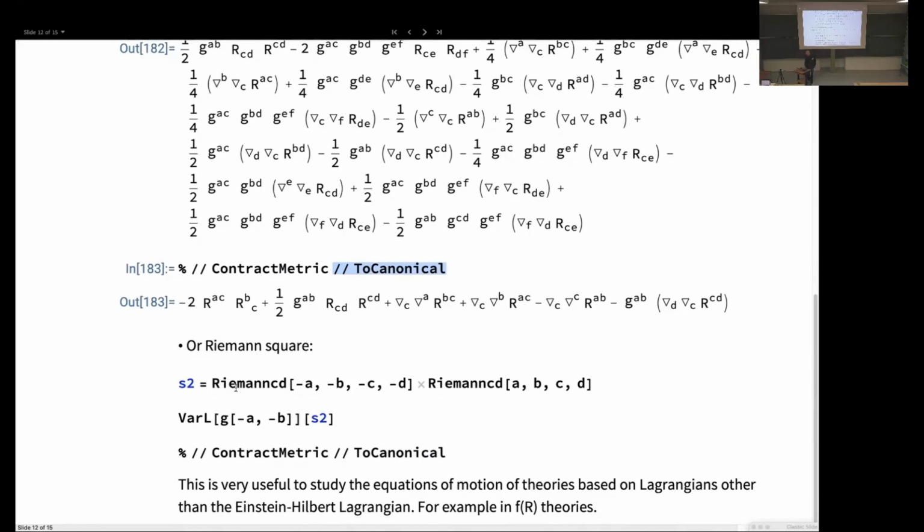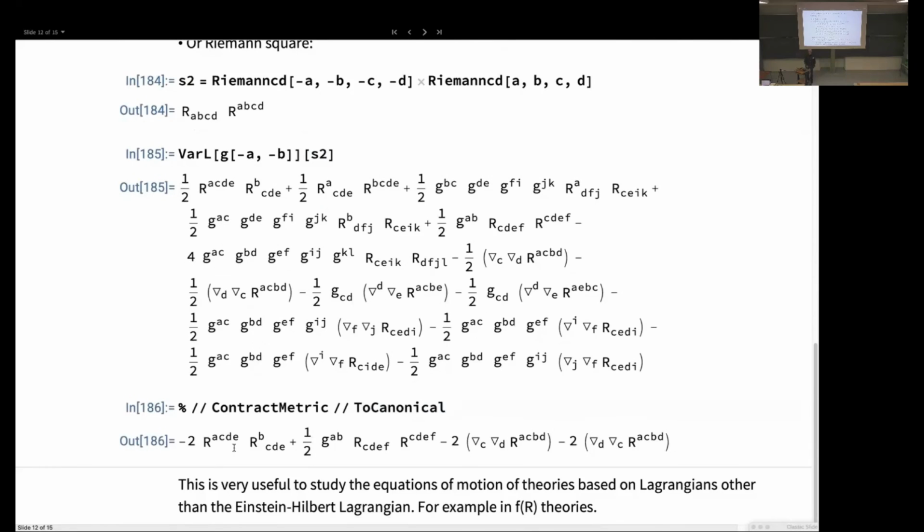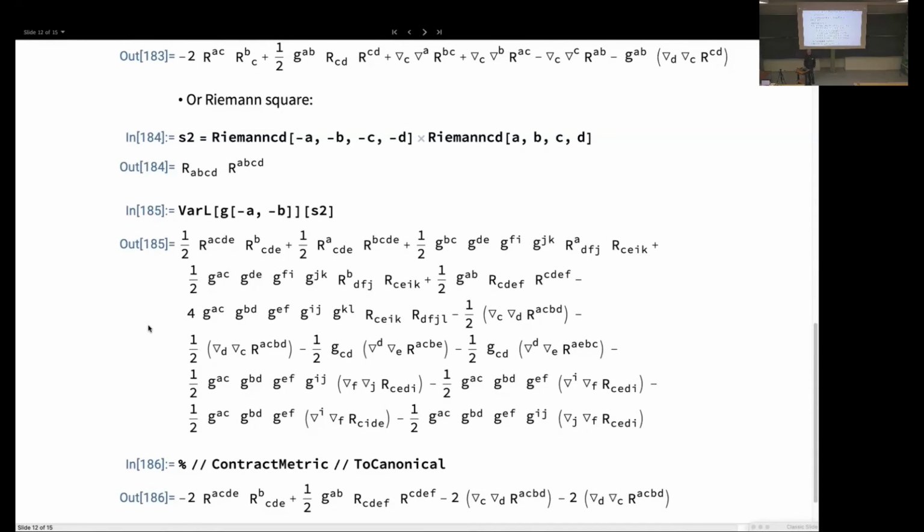You can do Riemann squared. And again, contract metric factors, canonicalize. That's the expression. This has been used a lot. People studying f of R theories. We put lots of scalars here, and they just compute equations of motion with this.